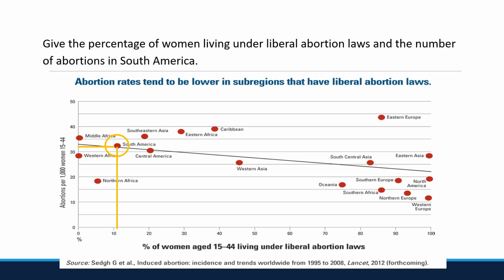Give the percentage of women living under liberal abortion laws and the number of abortions in South America. Highlighted here is the point representing South America. Looking to the x-axis, we can see that approximately 11% of women aged 15 to 44 live under liberal abortion laws. And looking to the y-axis, we can see that approximately 32 abortions per 1,000 women occur.